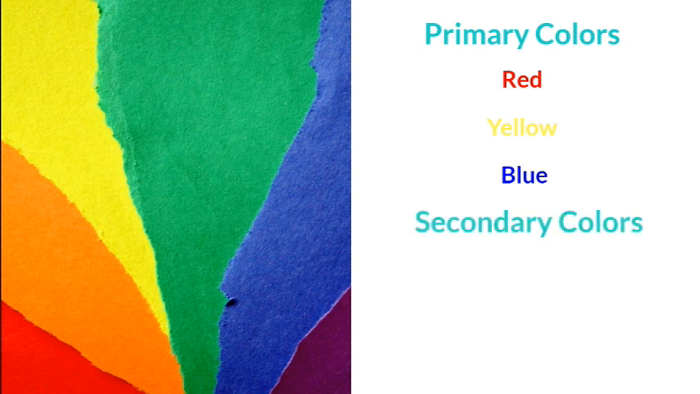And then your secondary colors are orange, green, and purple. And orange, green, and purple are derived from your primary colors. So when you mix red and yellow, you get orange. When you mix yellow and blue, you get green. And then when you mix blue and red, you get purple.